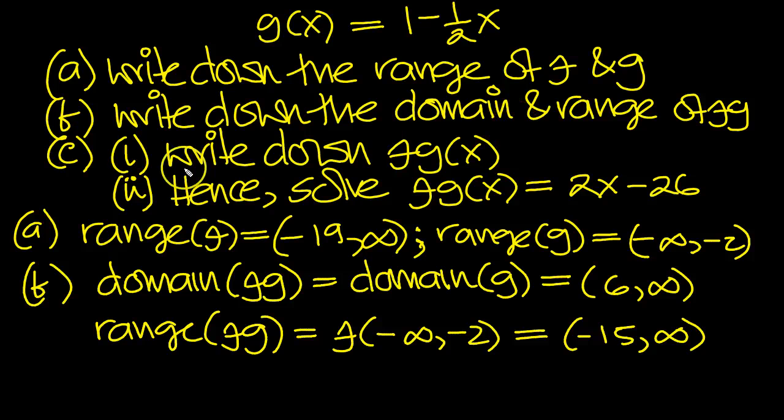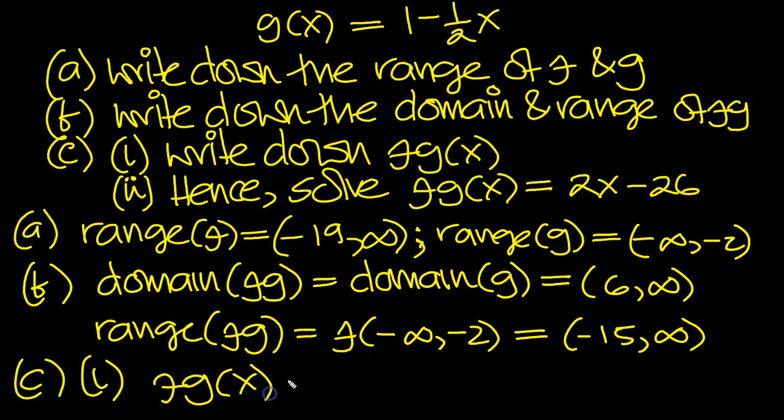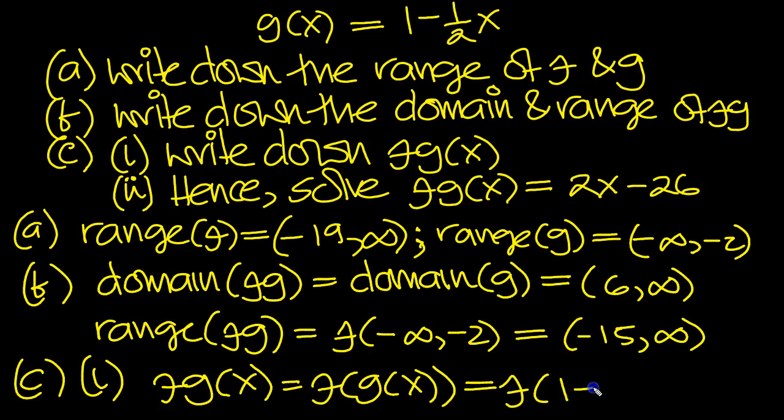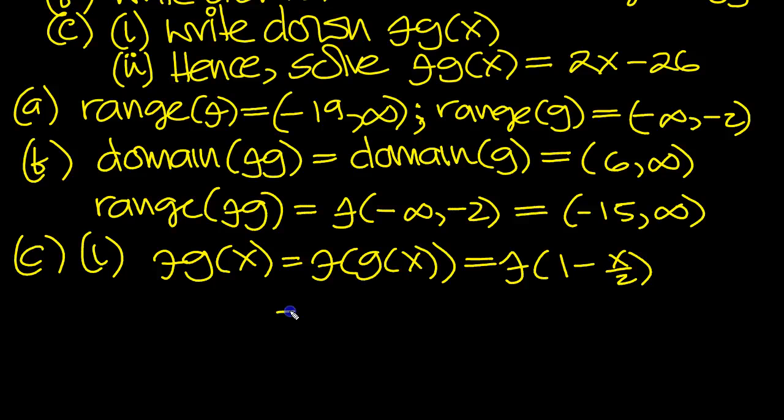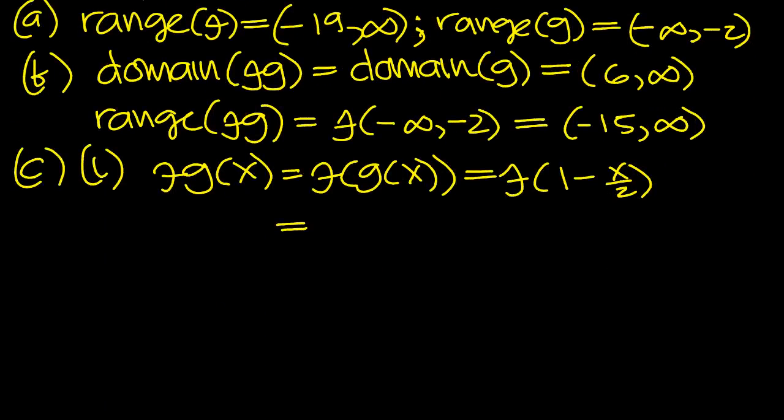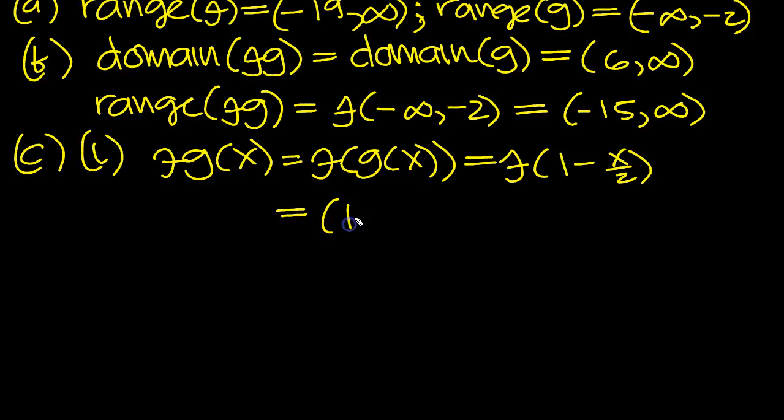That was B. Now C, write down f composite g of x. So f composite g of x is equal to f of g of x. So it's f of 1 minus x over 2. And then f is x squared minus 19, isn't it? So something squared minus 19. Let's have a look again. x squared minus 19. So it's something squared, minus 19. So there's f composite g.